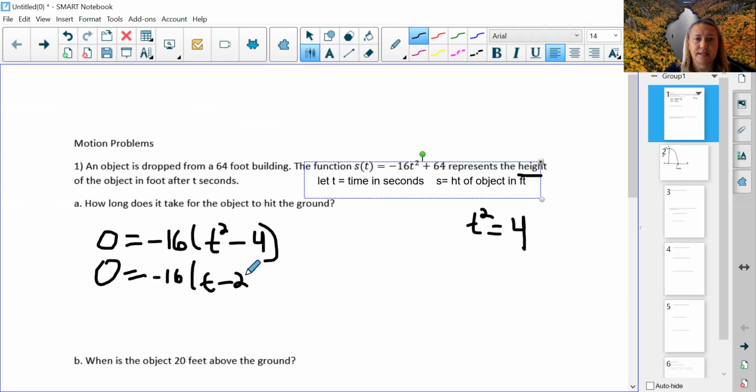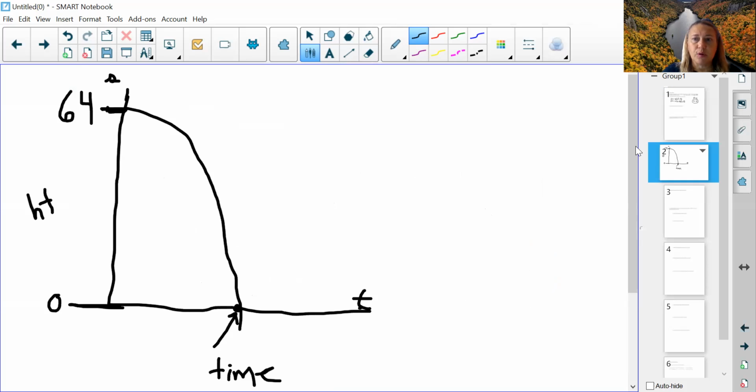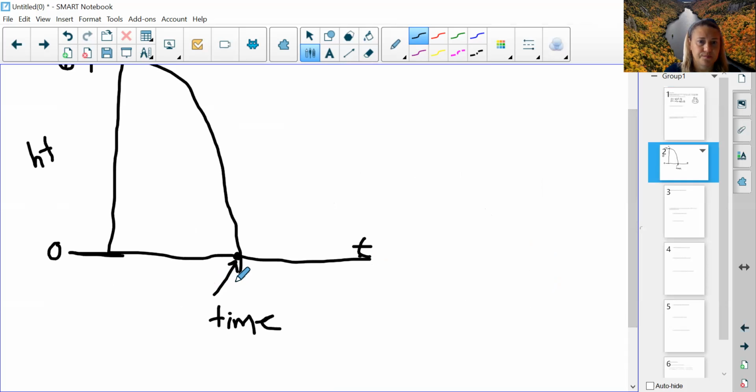So this would factor into t minus 2, t plus 2. This helps me see that there are two solutions, plus and minus 2. But of course we would reject the negative, because how can time be negative? So we would reject the negative solution, and we would recognize that it takes 2 seconds for the object to hit the ground. So the solution of negative 2 is rejected. So this is 2.